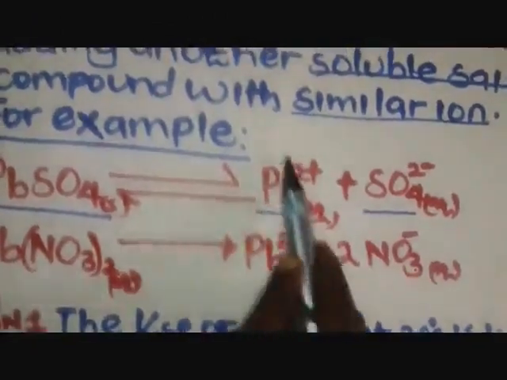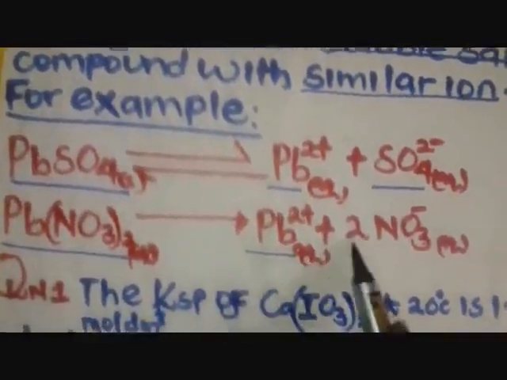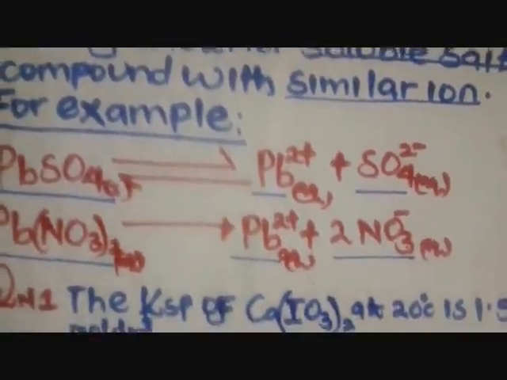So, for example, we have lead sulfate here, a sparingly soluble salt, and it is ionizing to give the lead 2 ions, as you are seeing, and sulfate ions. If you add lead 2 nitrate, remember this one is a soluble salt, all nitrates are soluble. So we see that the lead nitrate is producing lead 2 ions and nitrate ions. When we examine properly our two equations, we discover that the lead 2 ions are common to these lead 2 ions. So what are we going to see now?